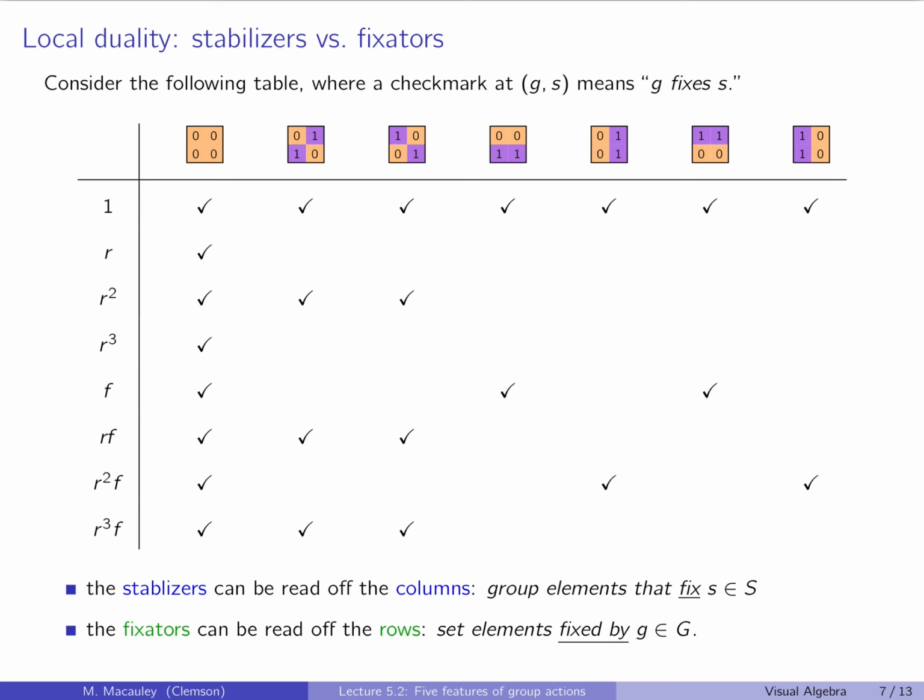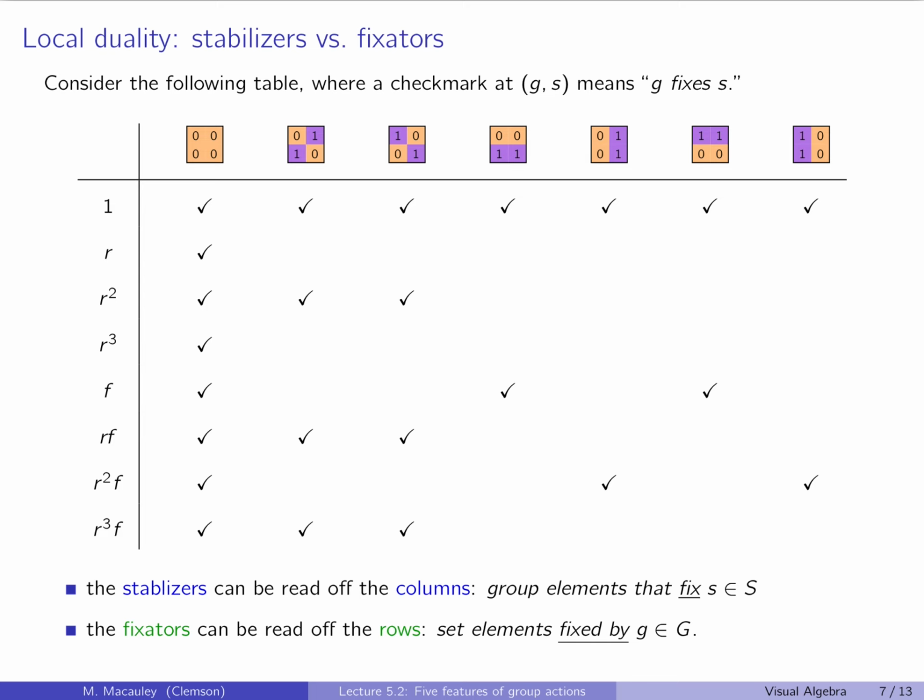At this point, I want to introduce to you a new visual that I really like a lot, and I think you will too. I call it a fixed point table. So I'm going to put the group elements along here and the set elements along here, and anytime that there is a group element that fixes a set element, I'm going to put a check mark right there. So the identity fixes everything. R is only going to fix this guy.